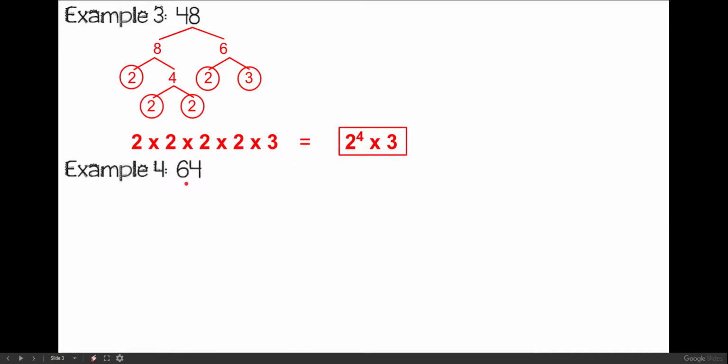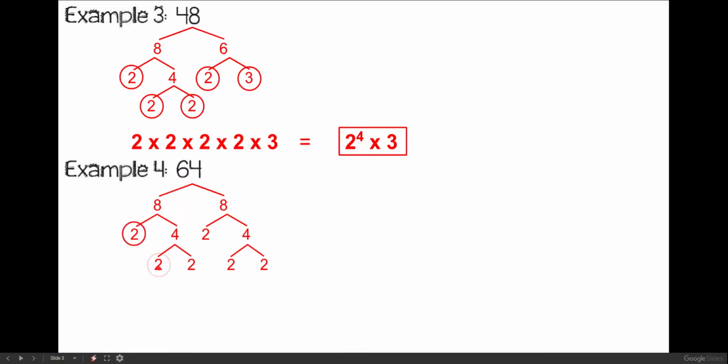Let's try example 4. So 64, what two numbers multiply to get you 64? 8 and 8. Let's break down 8. 2 times 4. Now, you may want to just circle the 2 right now if you want to. That's a good idea. Anyhow, I'm going to keep going. 8 is 2 and 4. And 4 can be broken down into 2 and 2. And this can also be broken down into 2 and 2.